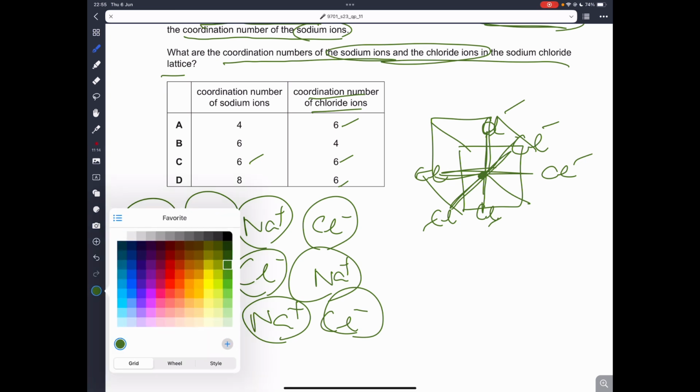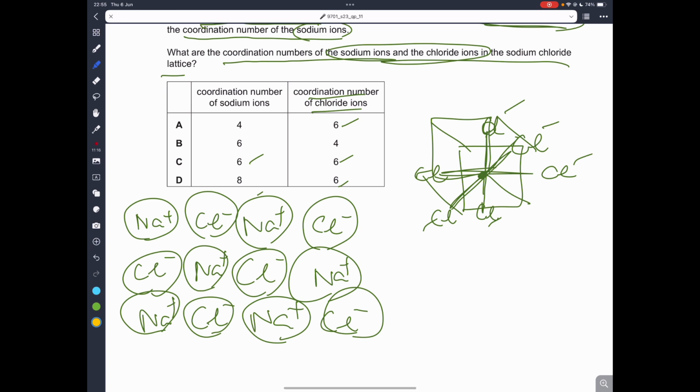So if we look at this, right? If you didn't understand this, you can also check this diagram, because each sodium ion is surrounded by 6 chloride ions here. If you check this part, there's actually 1 chlorine atom in the front and 1 chlorine atom at the back.